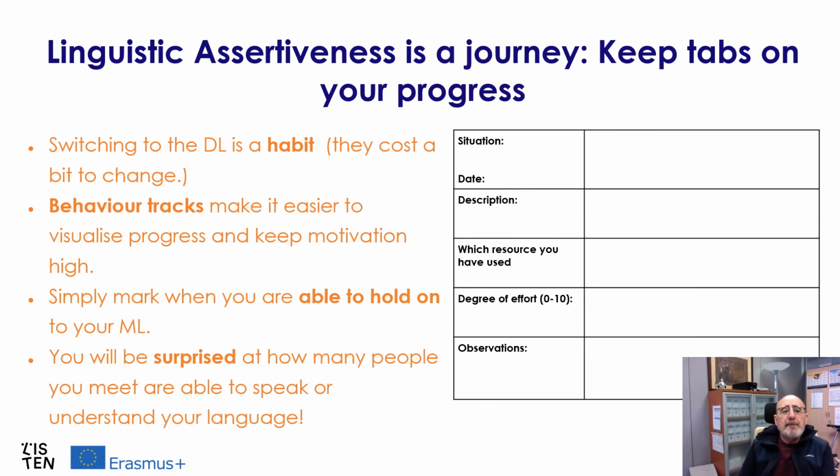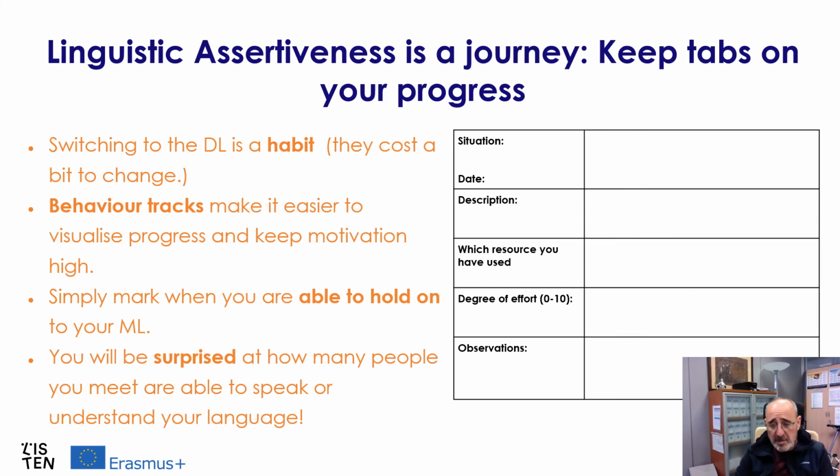Habits cost a bit to change, and behavior tracks make it easier to visualize and keep tabs on your progress. So you just have to register when and where you're able to hold on your language. So you might include a brief description of the situation. You might also register which resource you have used in order to know which of them are more effective. And also you can register the degree of effort it has supposed for you, and even some observations.